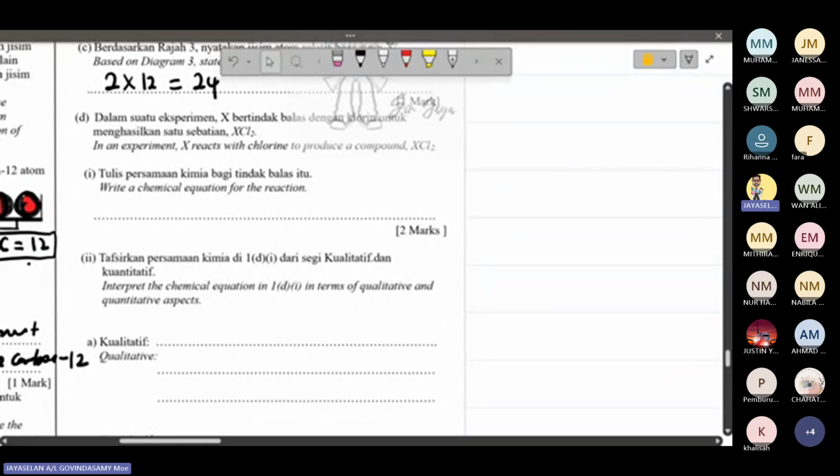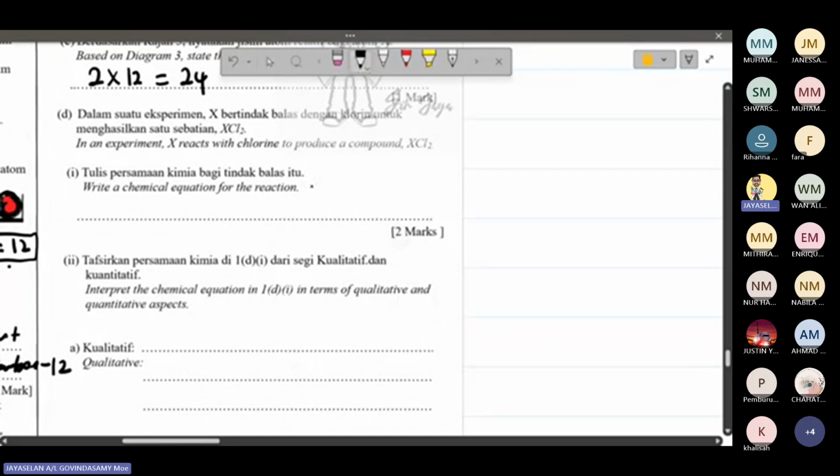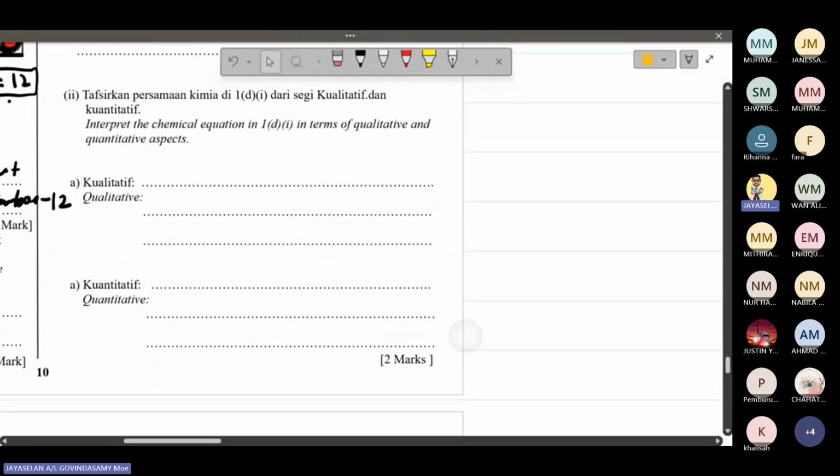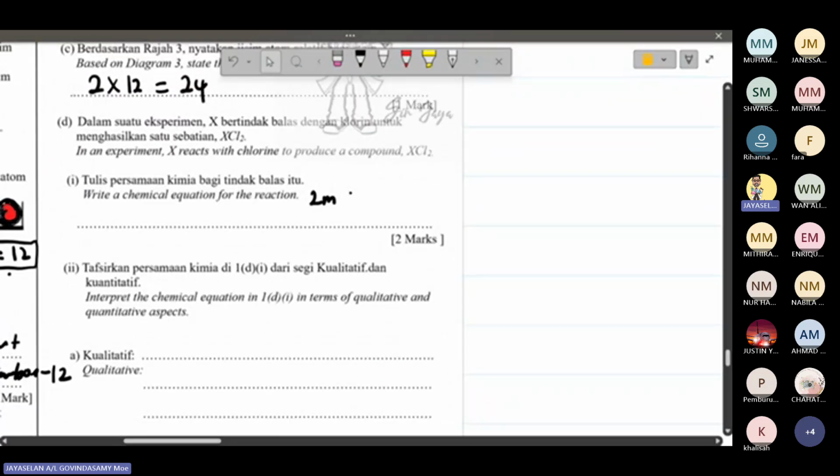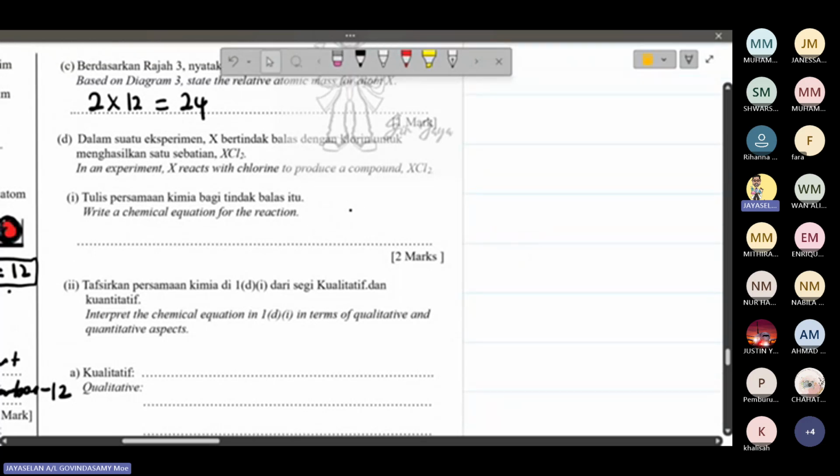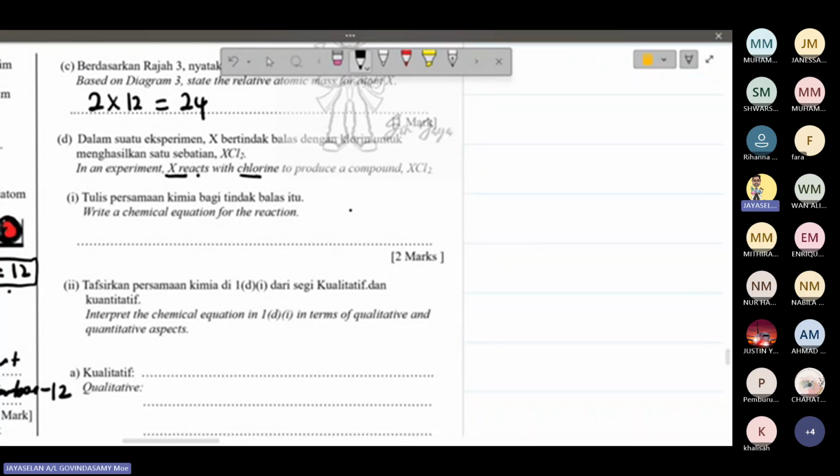Okay, now look at this question. This is 2 marks. So we do it together. I also do this so people can watch the recording. Okay, in an experiment, X reacts with chlorine. So you put X like this. Chlorine, please remember, don't write it like this, it's wrong.